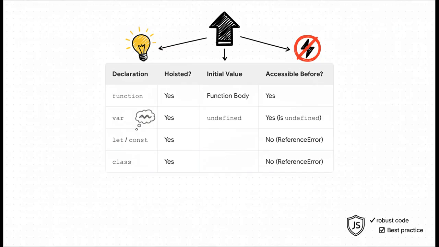Function declarations are fully hoisted and ready to use. var is hoisted but starts as undefined, which can be pretty risky. And then you have the modern heroes, let, const, and class. They're all hoisted but are totally inaccessible until they're declared, which saves you from so many headaches. The best practice is crystal clear. Stick with let and const.